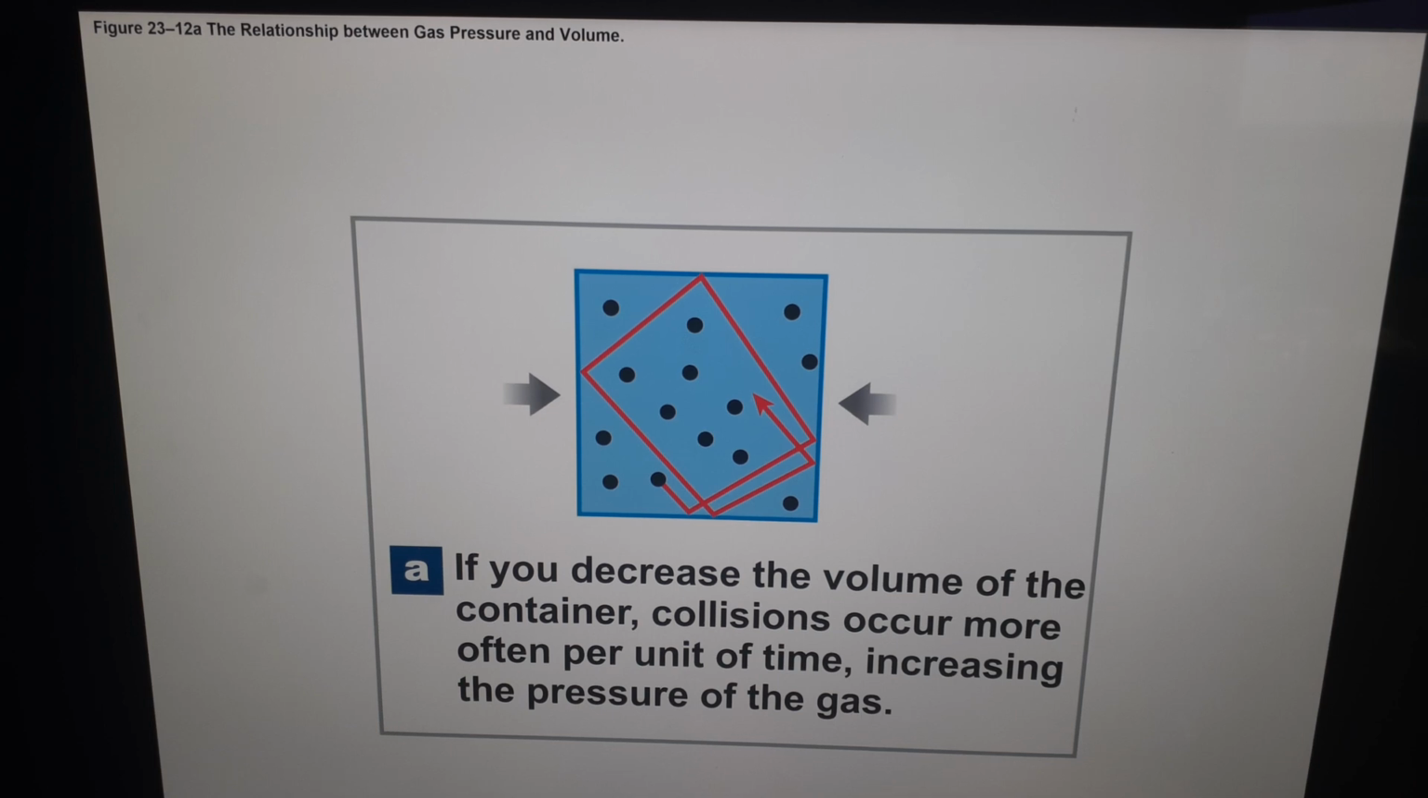If we squish them down into the area of the red box, we're forcing the same number of molecules into a smaller space. They're going to be hitting the walls more often. We increase the occurrence of collision because we've reduced the amount of space they can move around in. So if we take a larger space and make it smaller, we increase the pressure of the gas molecules within that new space.